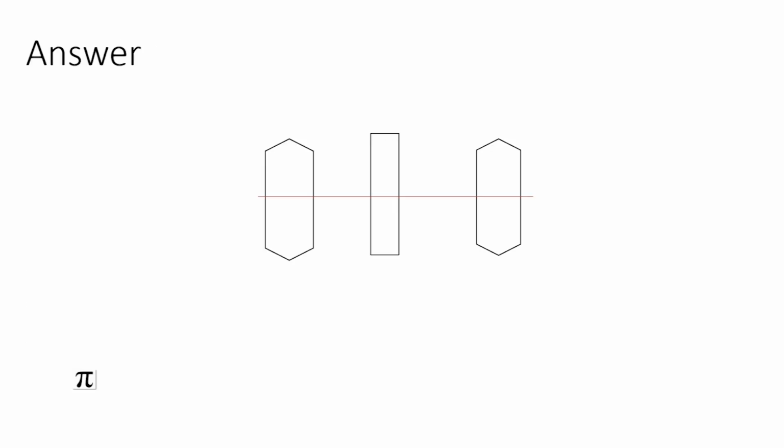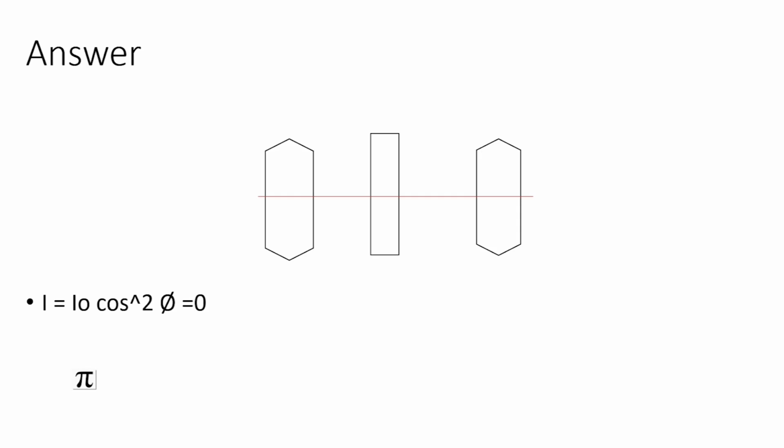Let us check. According to Malus law, I equals I naught cos square phi, where phi is the angle between the axis of the analyzer and the polarizer. See here, one is the analyzer and one is the polarizer, and you don't have to worry about which is which, because you can choose either one as the analyzer and the other as the polarizer.